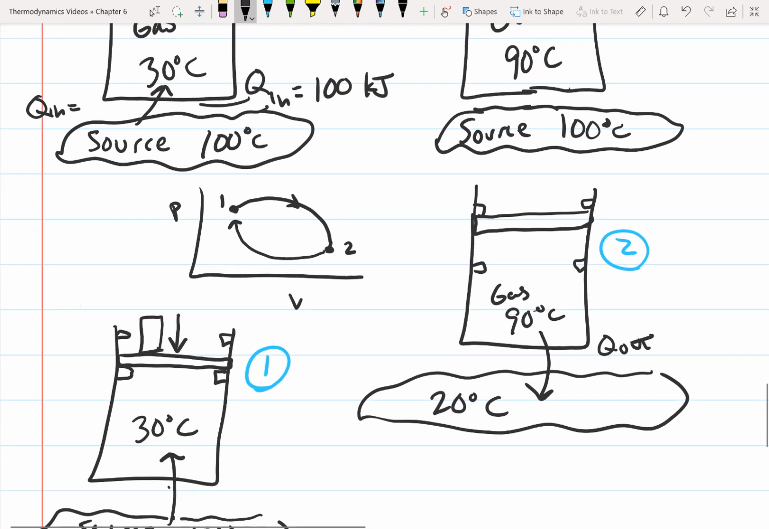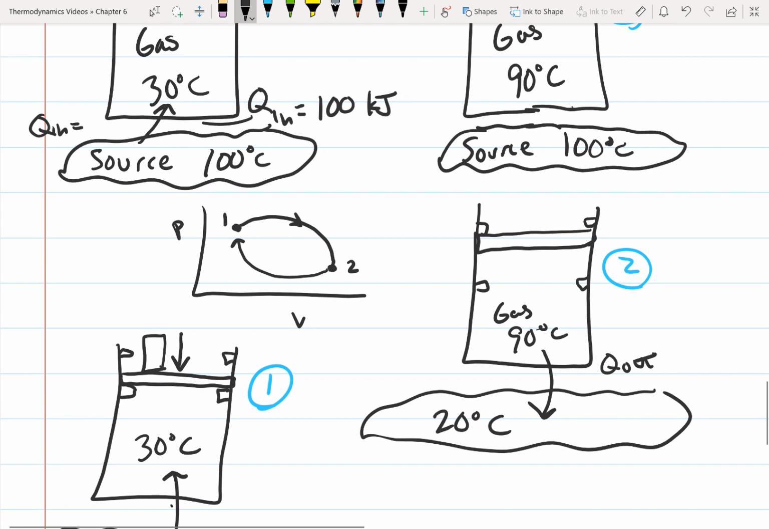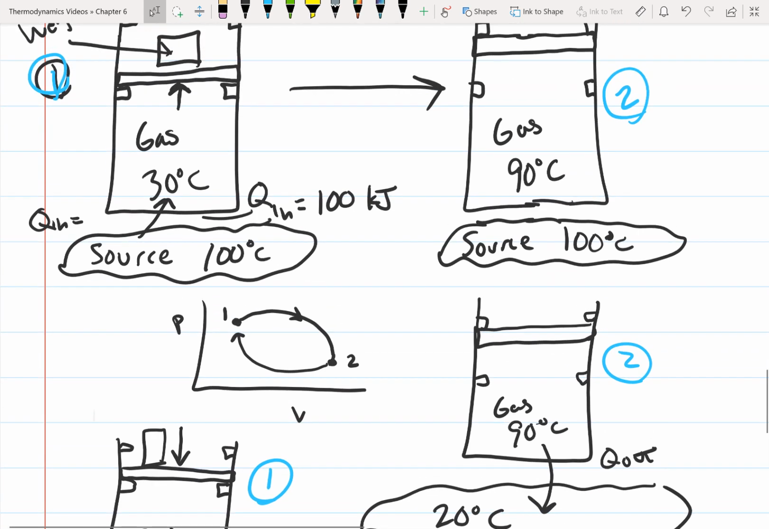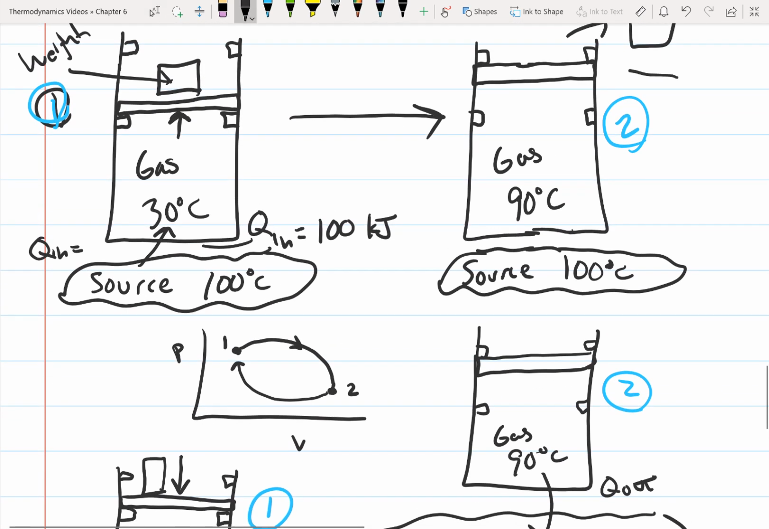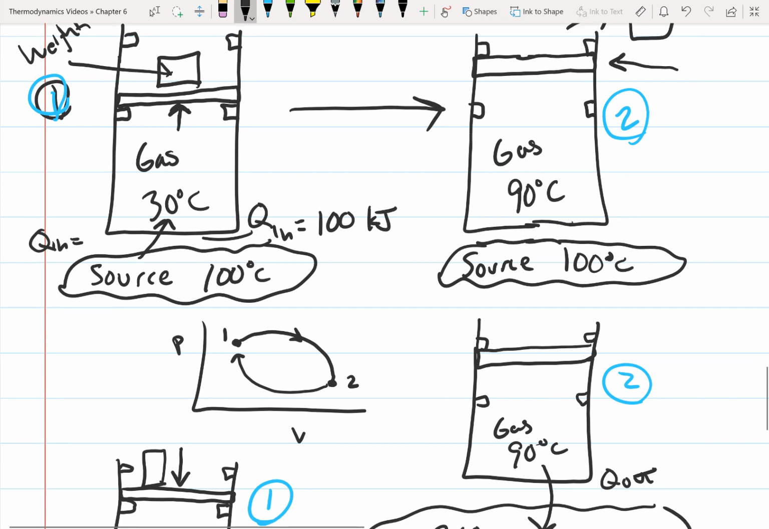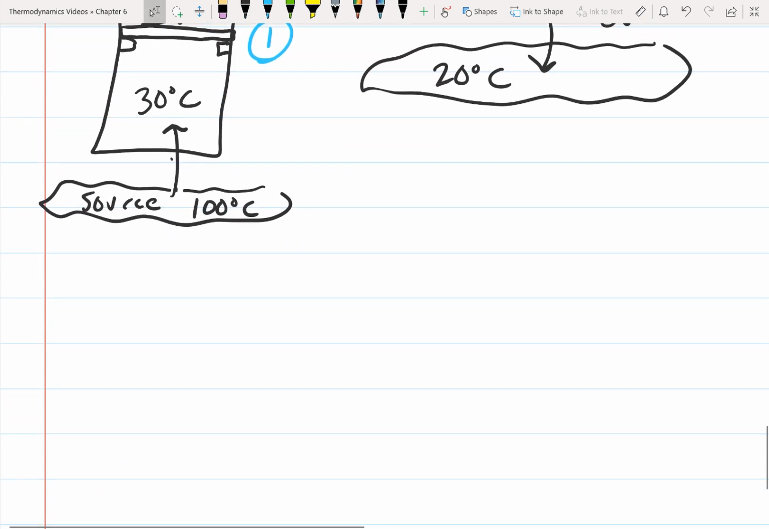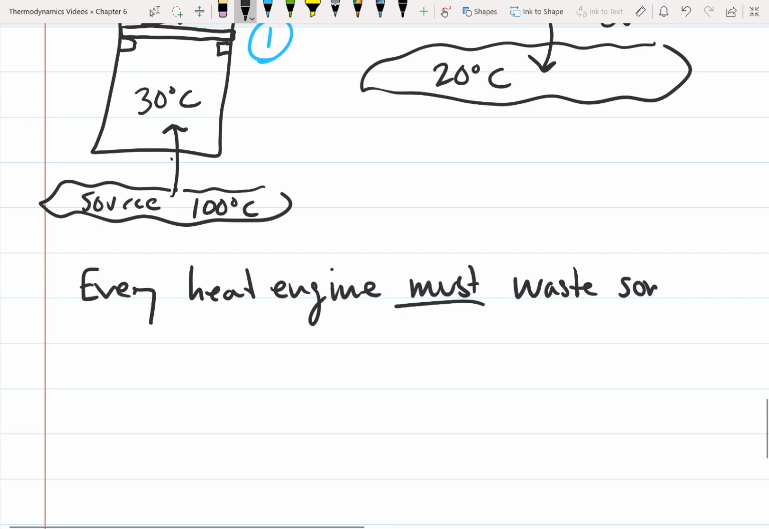So basically, the reason why we need the heat sink or the heat rejection is because it's required in order to complete our thermodynamic process or our cycle. And if we don't complete the cycle, the heat engine can't continue to run. It's basically going to be stalled at this point, and it won't be able to complete the cycle. So basically, every heat engine must waste some heat energy by transferring it to a sink.